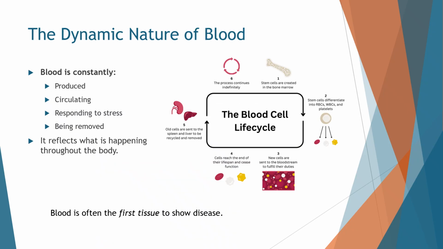One of the biggest differences between hematology and traditional histology is this. Blood is constantly changing. Cells are continuously being produced in the bone marrow, released into circulation, responding to physiologic demands, and eventually removed and recycled. Nothing in blood stays the same for long.